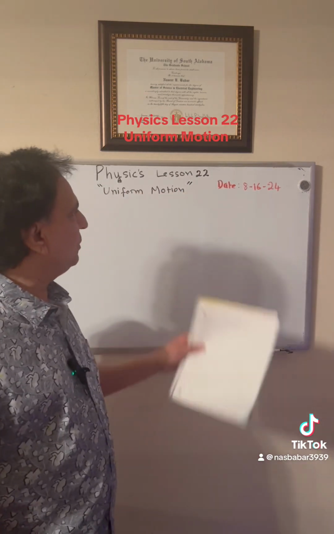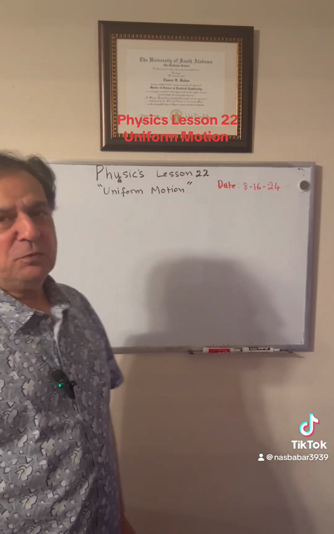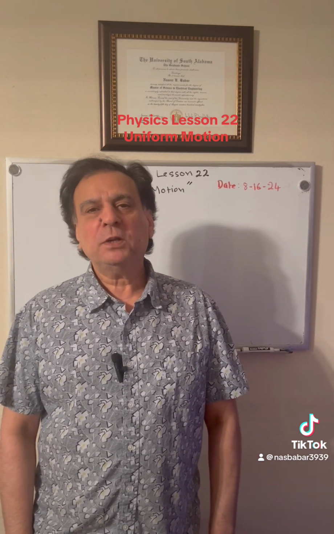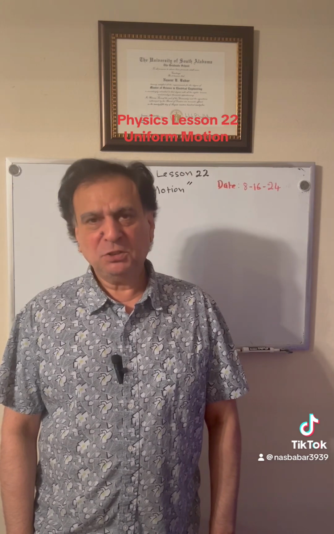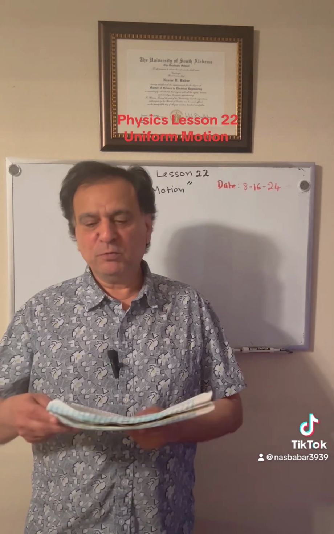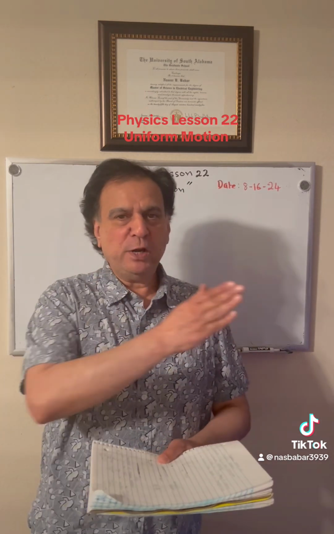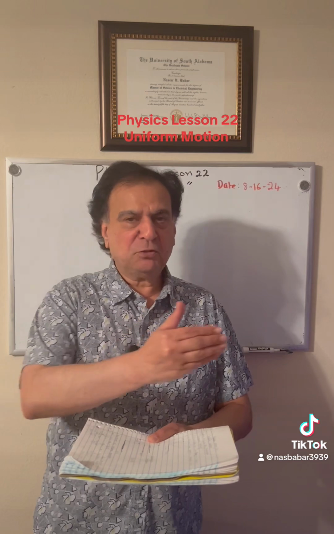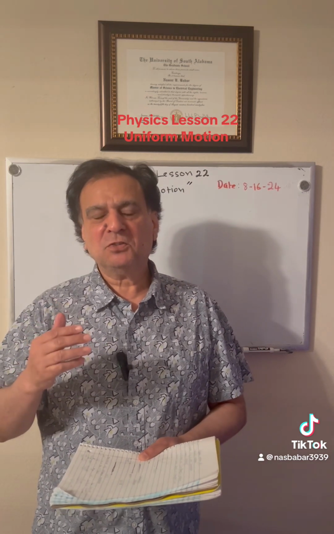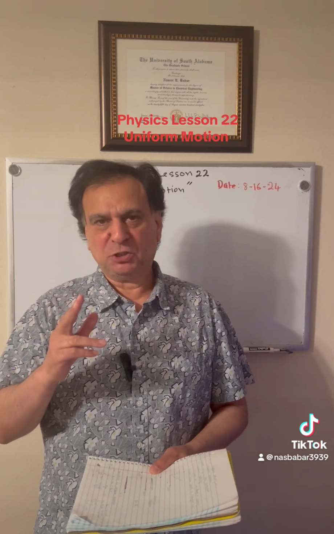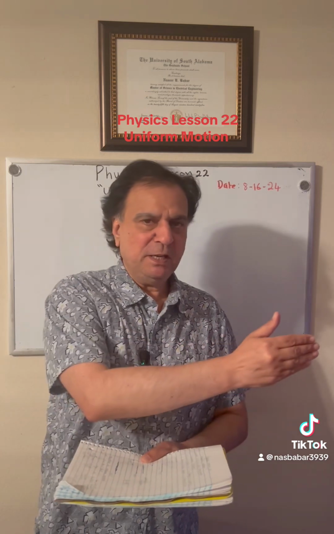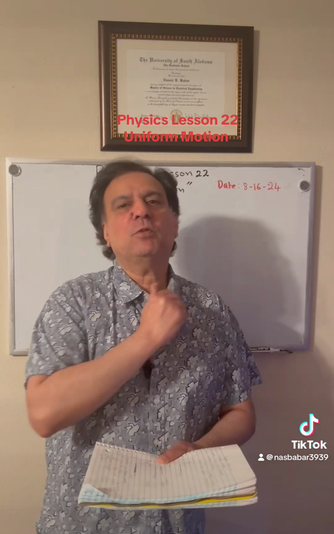Today, date is 8/16/24, and this is physics lesson number 22. I'm going to introduce you to what a uniform motion is. Just like the name suggests, uniform motion is when you're going from point A to point B in a straight line. In this particular section, we're going to discuss motion only in one dimension. Going from, let's say, point A to point B, that is your uniform motion.